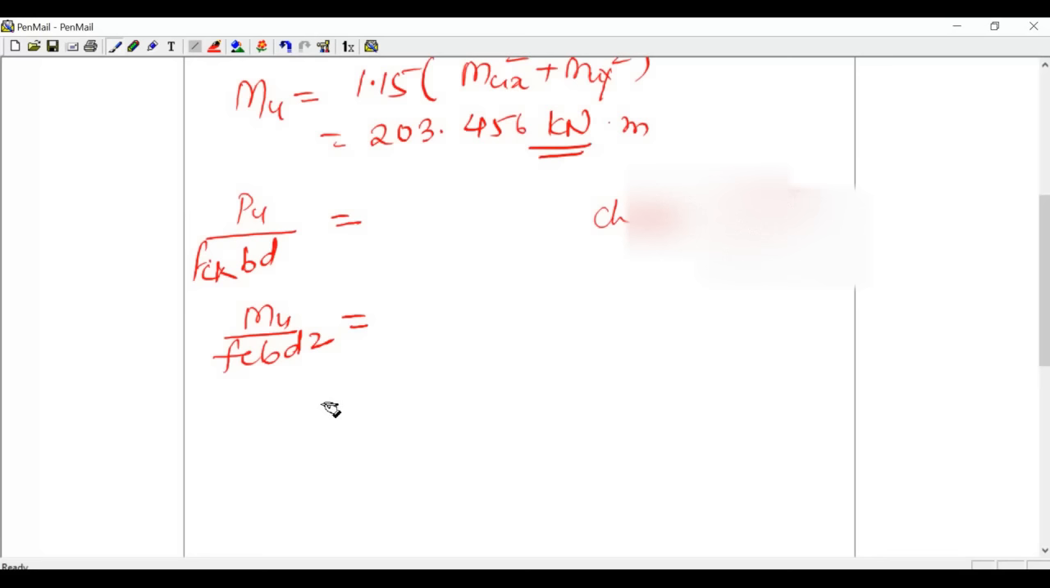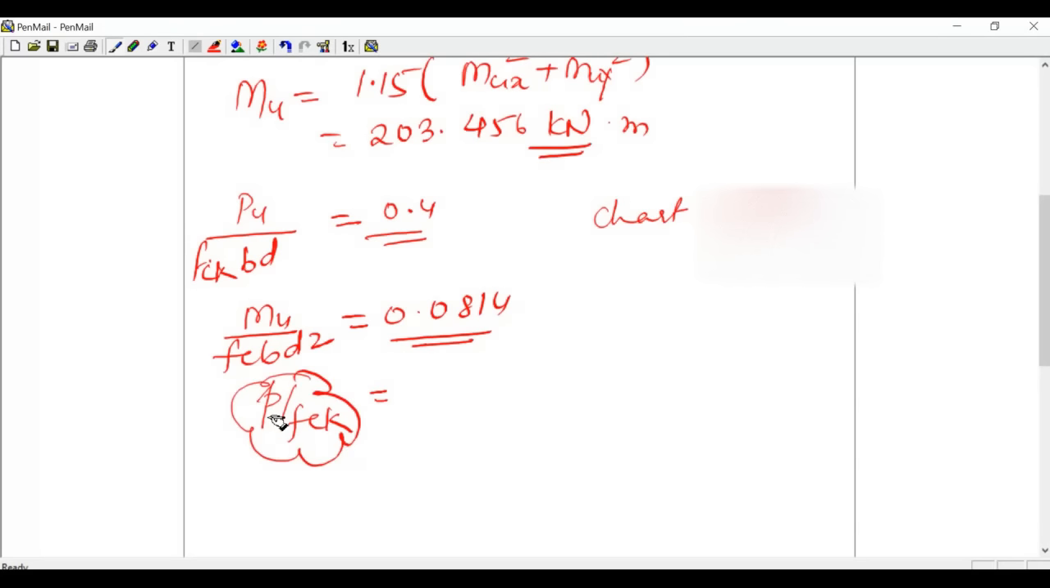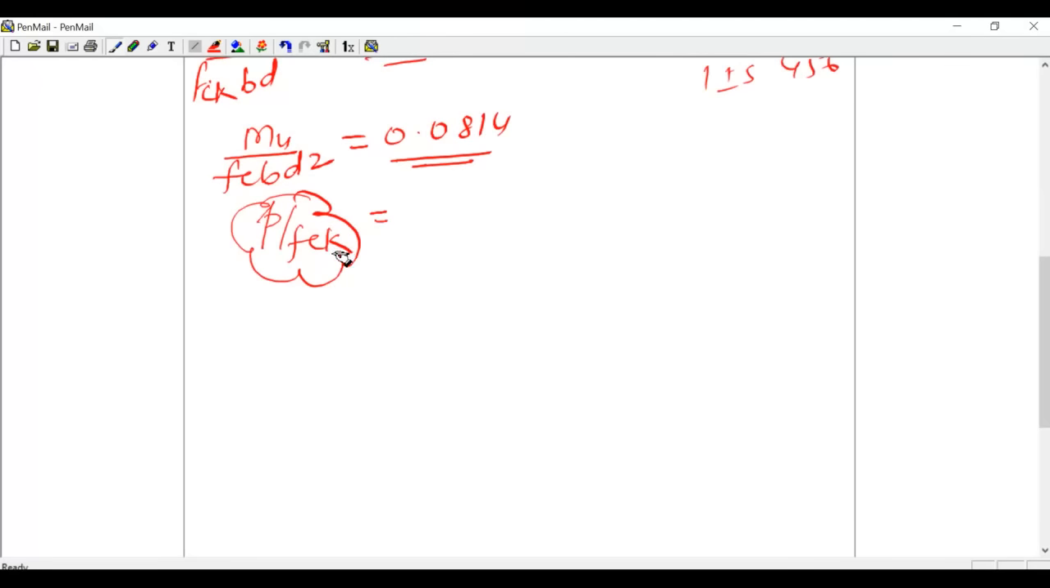We calculate the value of Pu upon fck bd. So the values of Pu upon fck bd and Mu upon fck bd square are coming around 0.4 and 0.0814. So with these values, using chart number 44 and 45 of IS 456:2000, we'll get the value of this p upon fck, where p is your percentage of steel and fck is the grade of concrete.